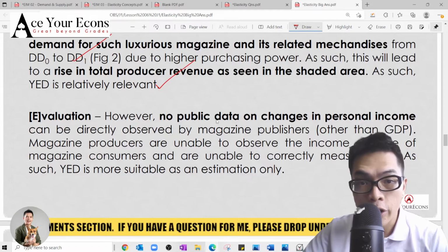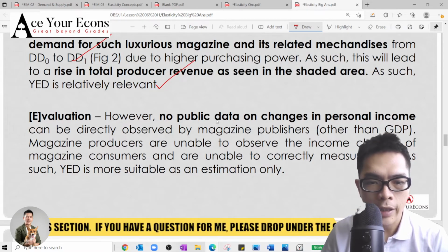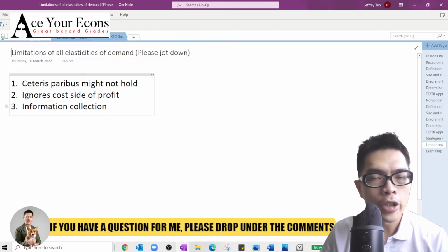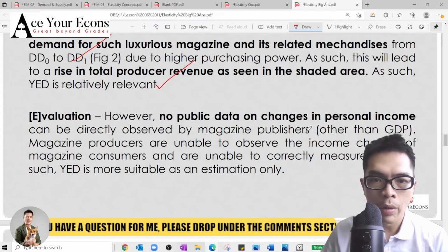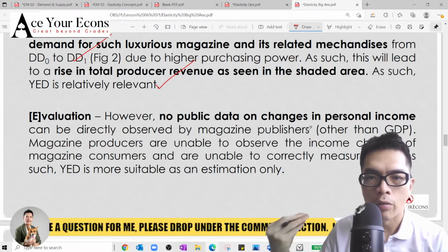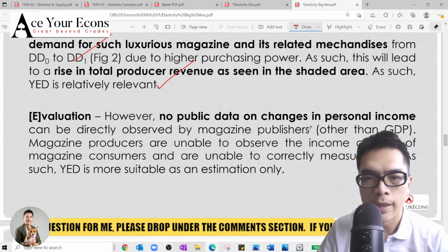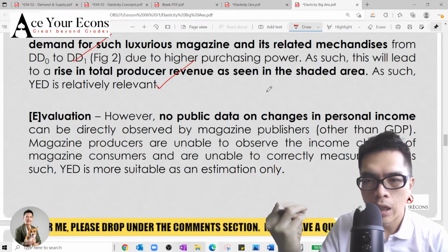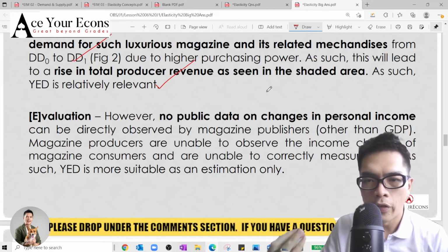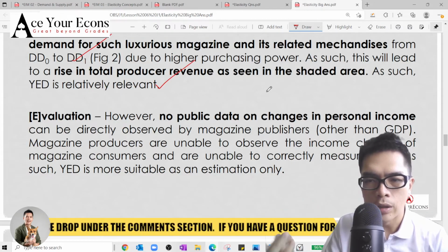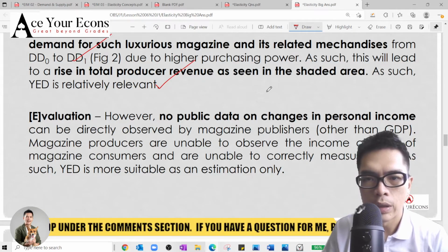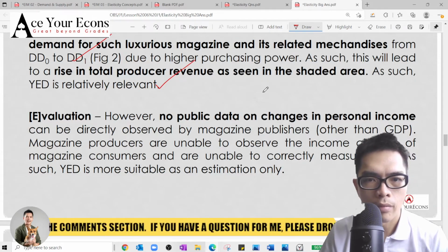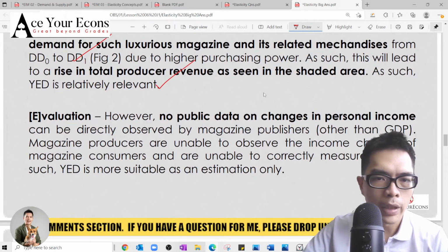Okay, a quick limitation on YED. This limitation is actually obtainable from what we have seen here. Information collection. What inhibits the effectiveness of YED to magazine publishers is that magazine publishers may not have access to data of personal or household income. Therefore, they may not be able to correctly deduce what the YED value is, and they are not able to propose correct strategies. If not, this can also be part of the synthesis.